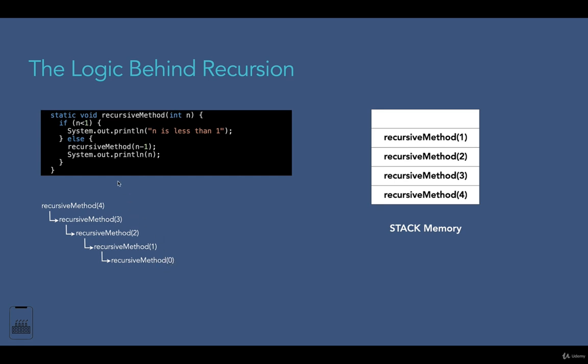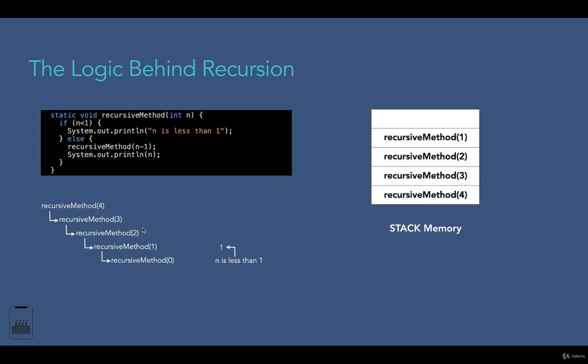When we reach the parameter of 0, we see that it's less than 1, so we need to print out that n is less than 1. After printing it, we need to come back to the previous method. The previous method in the stack memory is the recursive method with the parameter of 1, because the last method that we inserted in the stack memory has to come out first. So this method will come out, and we will call it. When we call this method, we need to print out n. In this case, n is 1, so we have printed out n.